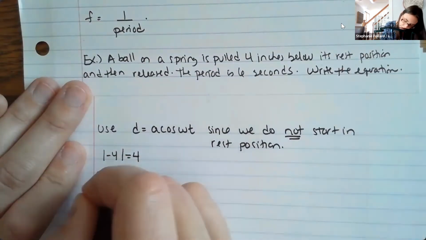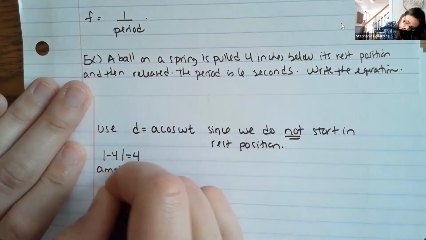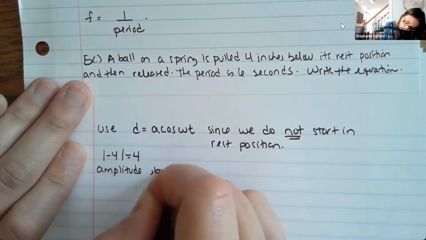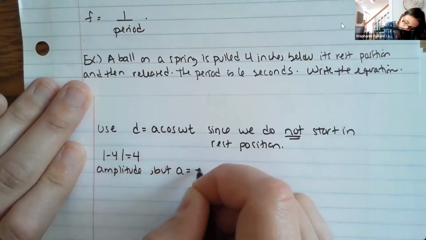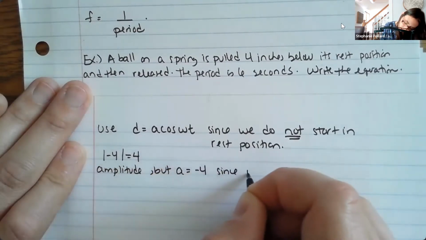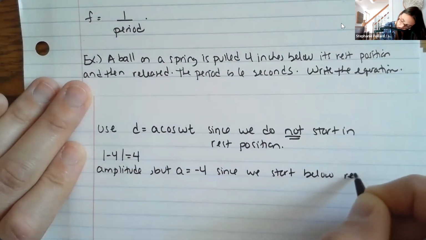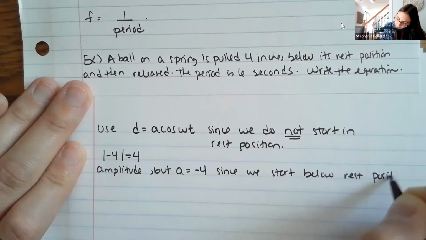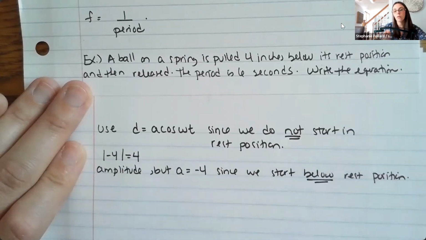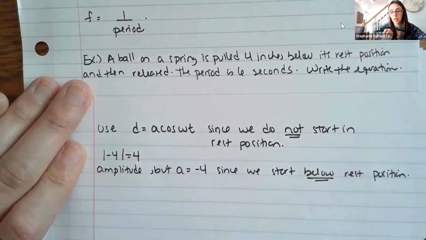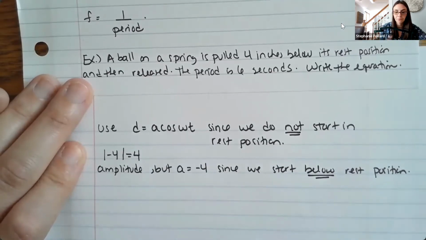Okay, so this is your amplitude. But our A is going to be -4 since we start below the rest position. So if you're starting below the rest position, or in a negative realm, then your A is going to be negative in the formula.